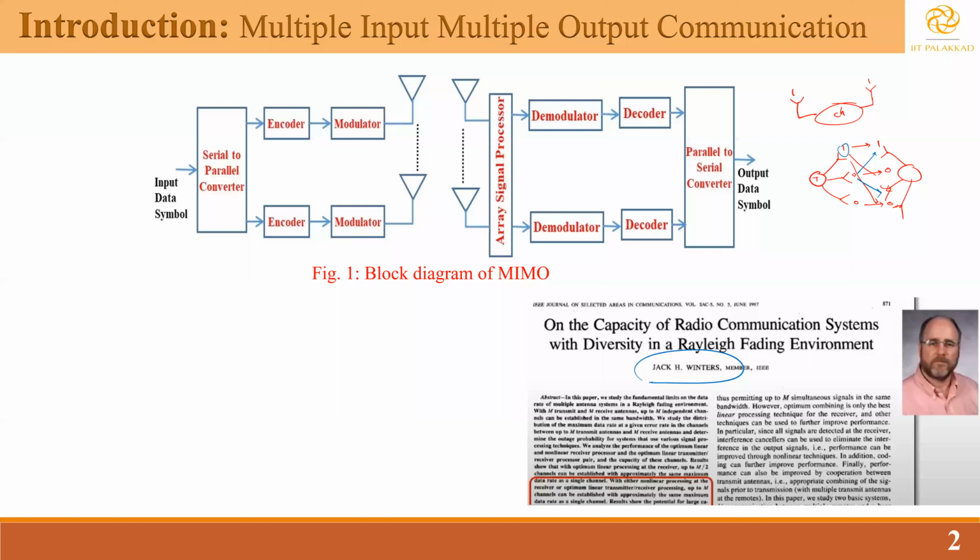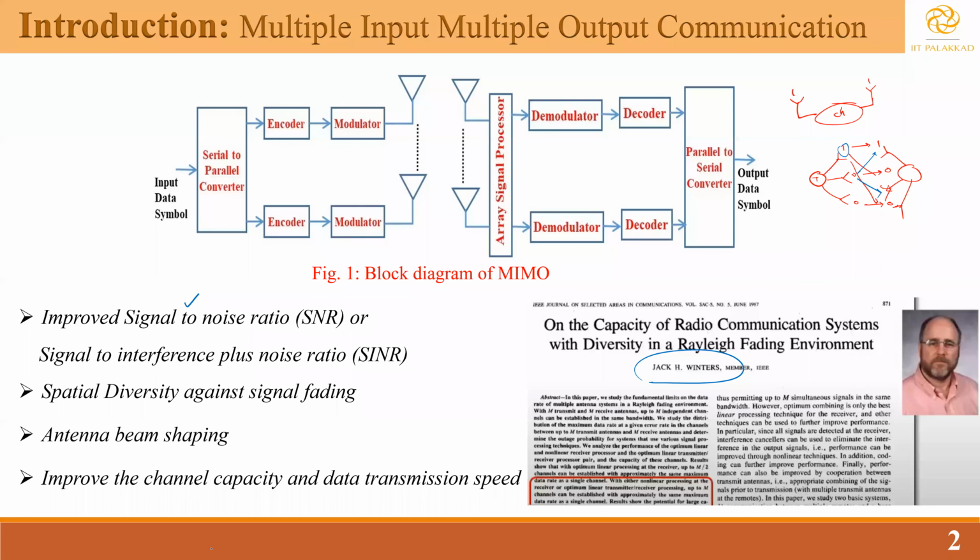Now with that, if I write it in this way, what are the benefits? First of all, MIMO communications give us these four things primarily. I have already said that it can improve the signal to noise ratio. At the same time, it can also improve the signal to interference plus noise ratio. Both are the same. In some books you will find SNR, in some books you will find SINR. Then the spatial diversity against different signal fading, antenna beam shaping, and improved channel capacity. You will get to know more about spatial diversity when we talk about the gain.